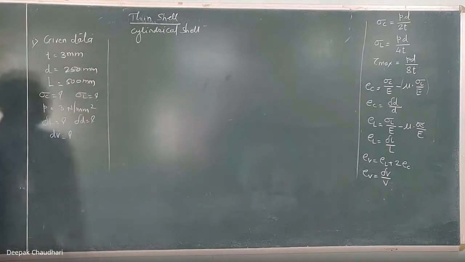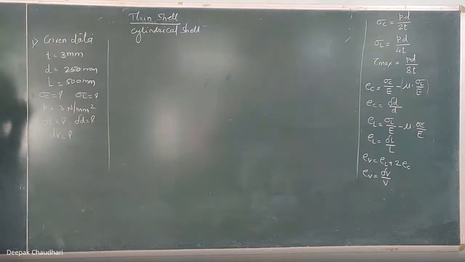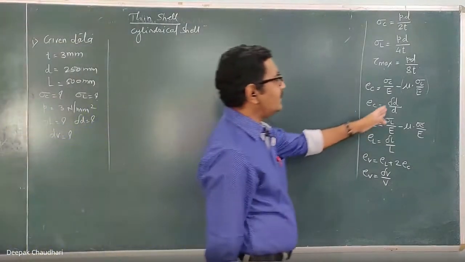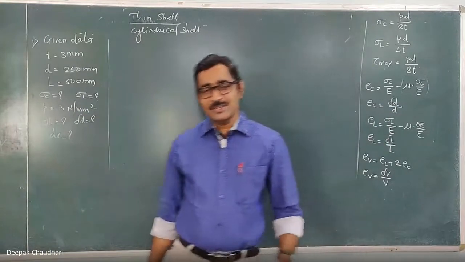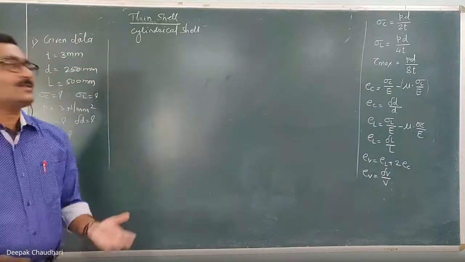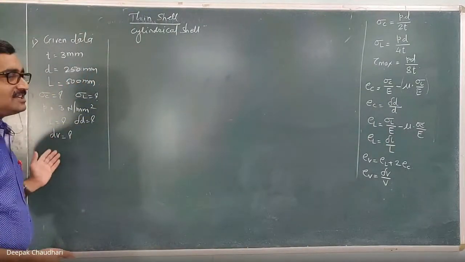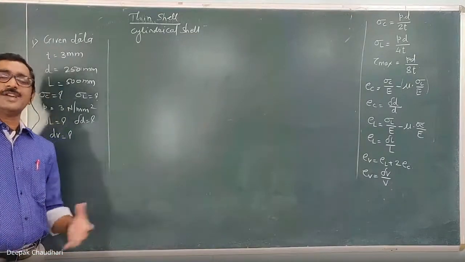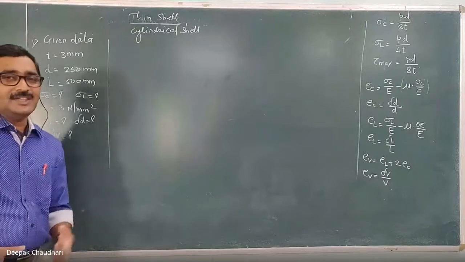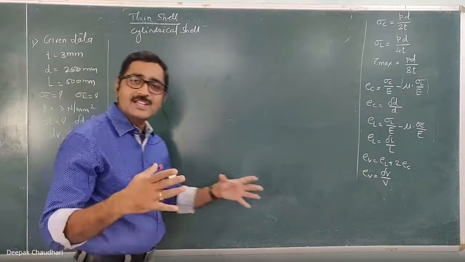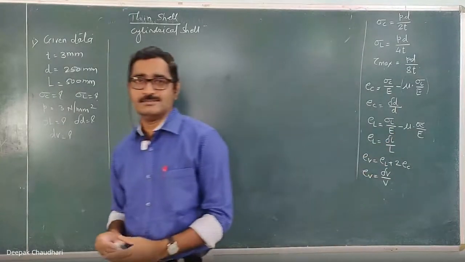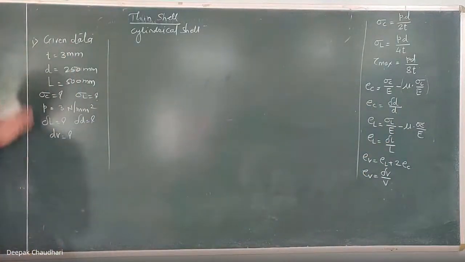Very straightforward sum. Thickness, diameter, length and pressure are given, and you have to calculate the stresses induced in the shell as well as the change in dimensions. Here in this question it is clearly given to calculate the change in length, change in diameter and change in volume. But sometimes the question just asks to calculate the change in dimensions. Even then, by default you are supposed to calculate the change in diameter, change in length and change in volume. Okay, clear? So this is the given data.